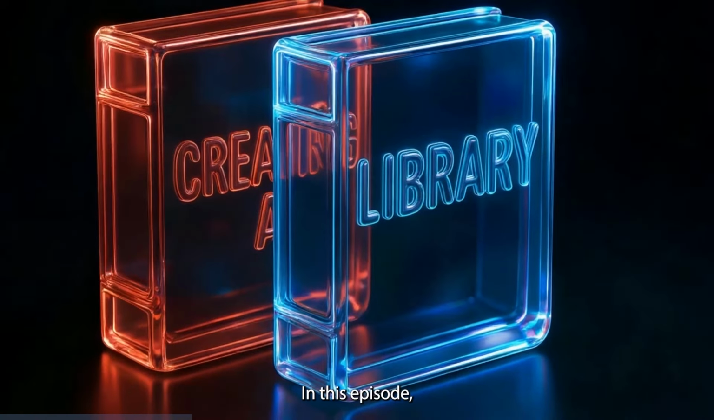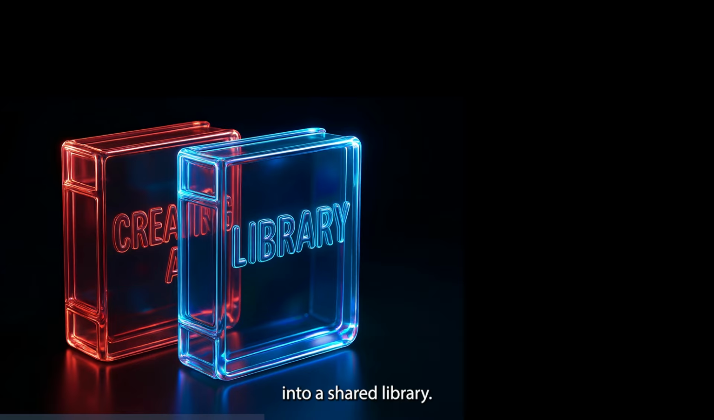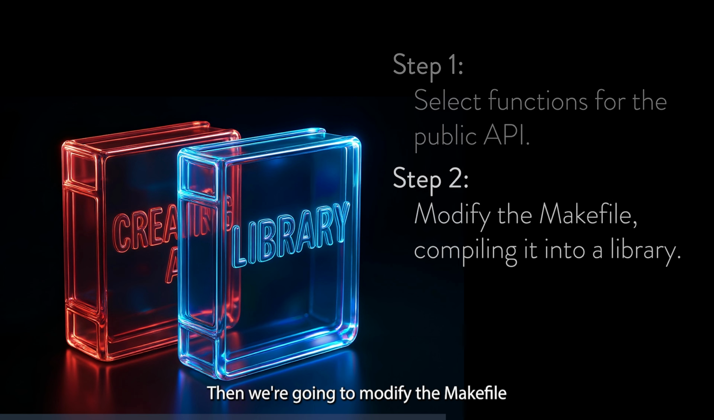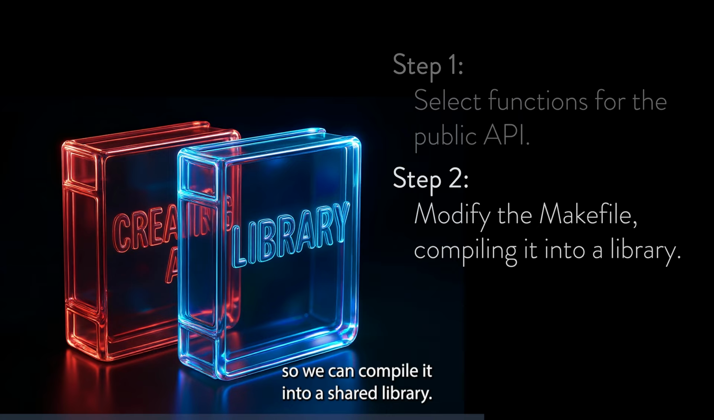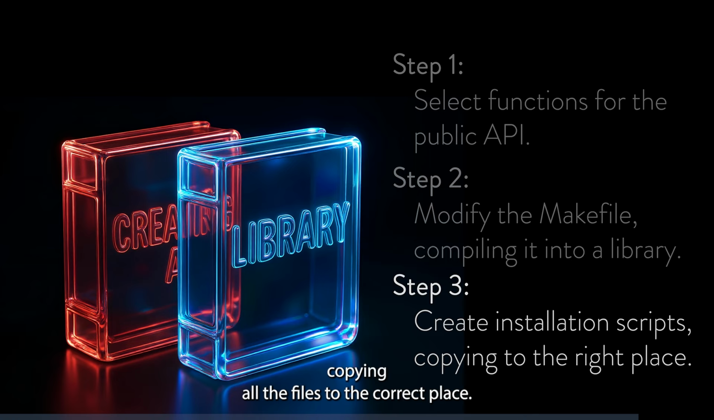In this episode, we're gonna take an existing C project and turn it into a shared library. The first step is to select all the functions that we want to be a part of the public API. Then we're gonna modify the Makefile so we can compile it into a shared library. And in step 3, we're gonna create all the installation scripts, copying all the files to the correct place.